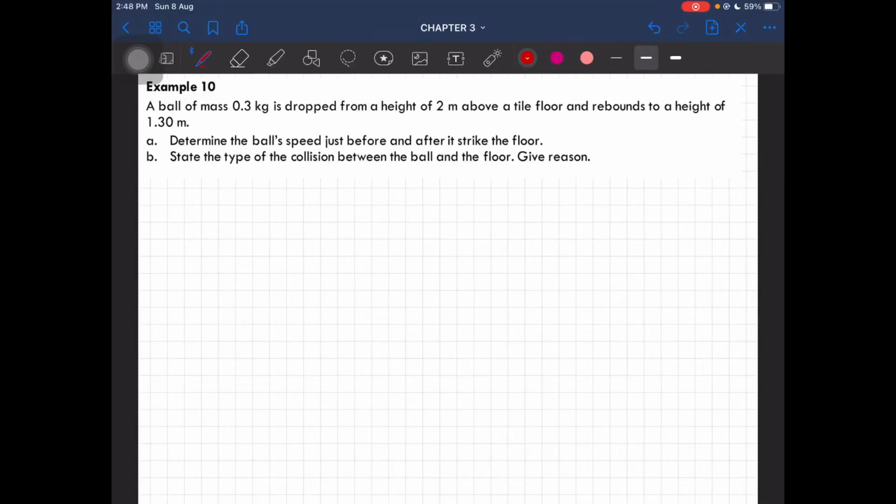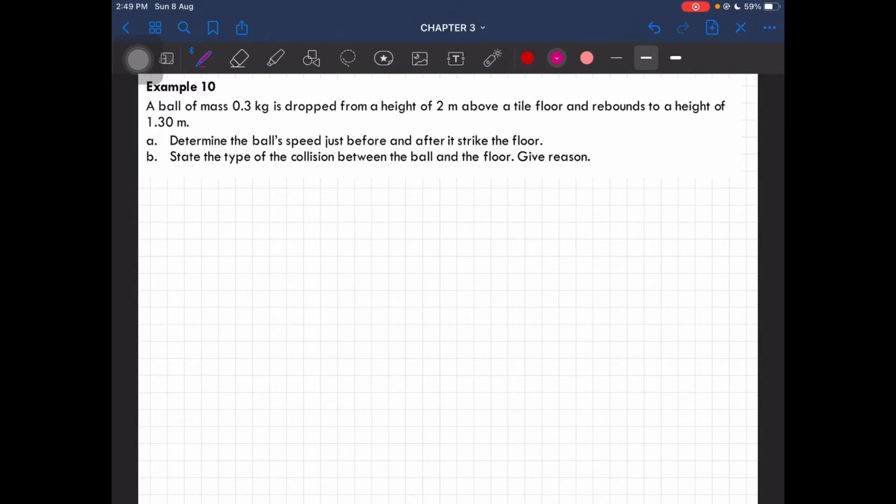Alright, final example. Example 10. A ball of mass 0.3 kilogram is dropped from a height of 2 meter above a tile floor and rebounds to a height of 1.3 meter. Determine the ball speed just before and after it strikes the floor. State the type of collision between the ball and the floor. Give reason. Okay, so let's try and draw the situation.